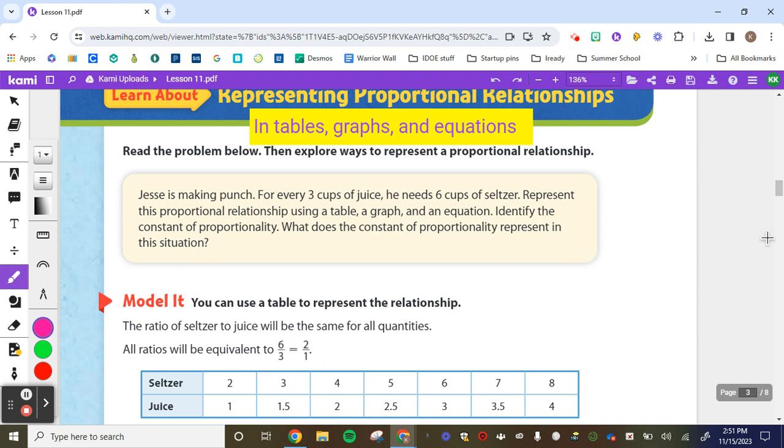So if we break it down, he's making punch. So he's taking 3 cups of some kind of juice and he's putting in seltzer water. Seltzer water is just turning your juice carbonated. It doesn't have any flavor, it's just bubbly water.